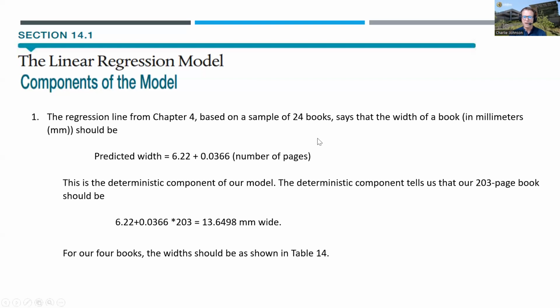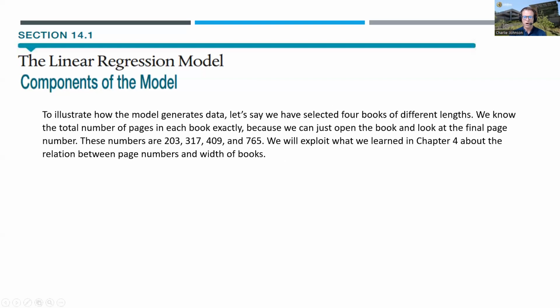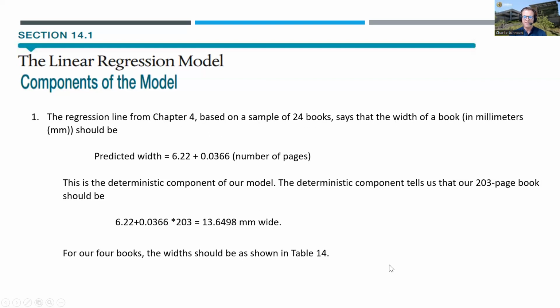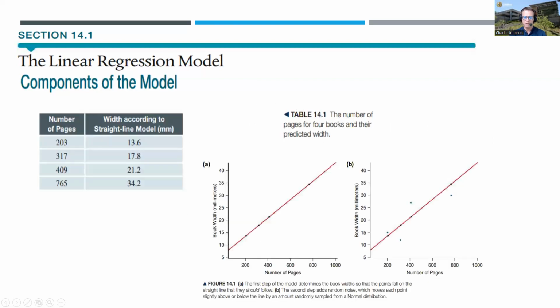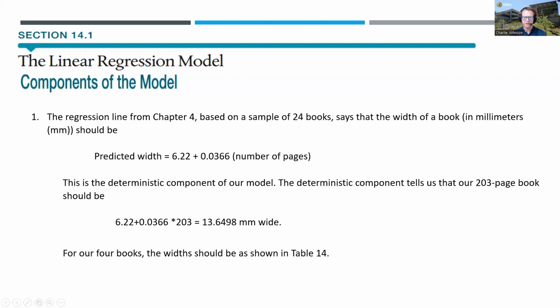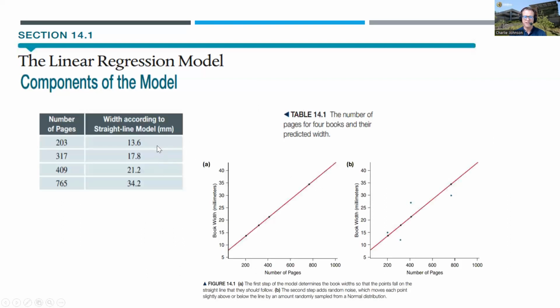For all of the books, 203, 317, 409, and 765 pages, their predicted width is given in this table. We just calculated for 203 that it should be 13.6498, or 13.6. We've calculated for each of those, 317, 409, 765. We can see these points on our line.